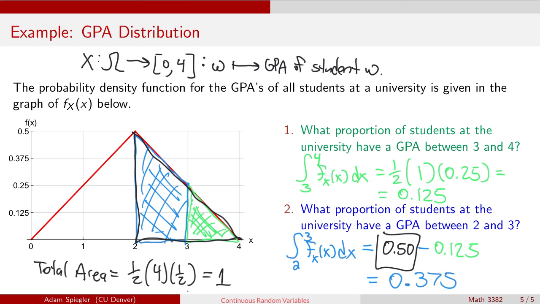So when we're going to calculate probabilities for continuous random variables, we're going to need to use some tools from calculus, namely integration techniques.